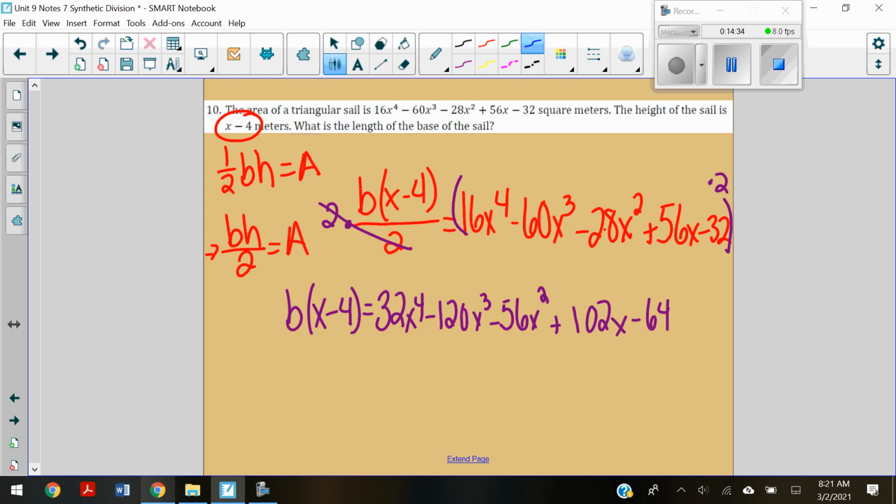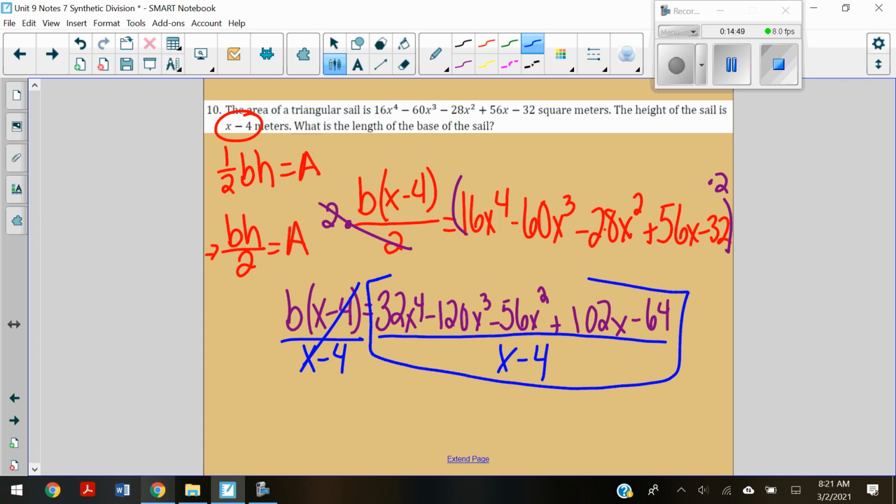Now we're set up just like our previous problem with the rectangle. To get my base by itself, I'm going to divide by x minus 4. Okay, so this will cancel, and now we have a problem that we can do synthetic division on. So that boxed part there is not the answer, it's the work that you will do. I'm not going to make us do that. We're just going to stop here and go ahead and jump into your worksheet.